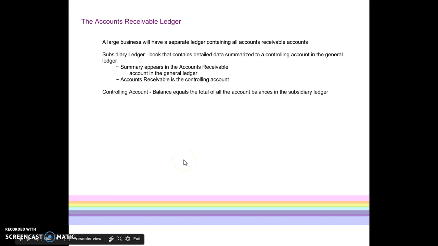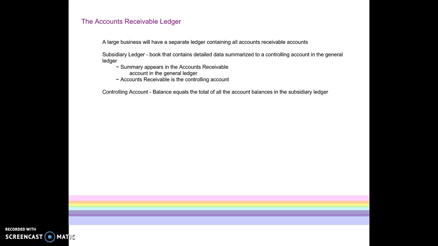Now, when we sell anything on account, that means that we are charging it obviously to an account receivable. That's money that's going to be collected at a later date. Now, a large business is going to have a separate ledger which is going to keep track of all of our customer accounts. Yes, we have an accounts receivable account, but if we have an accounts receivable account of $10,000, but we have 8 customers, we're going to want to know how much each of those 8 customers owe us. When we do this and we break that accounts receivable account into subsidiary customer accounts, that is known as creating our subsidiary ledger.